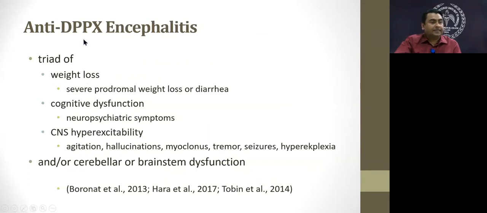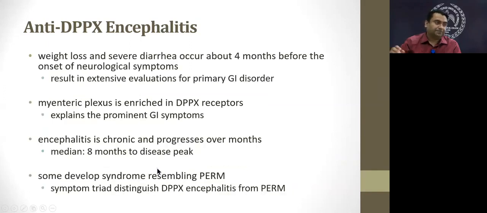Next, DPPX encephalitis, where you see a clinical presentation with a triad of significant weight loss, cognitive dysfunction, and neuropsychiatric manifestations, along with CNS hyperexcitability. It can present as agitation or even movement disorders like tremors, then seizures, or even hyperekplexia. Along with this triad, it may or may not present with cerebellar and brainstem dysfunction as well.